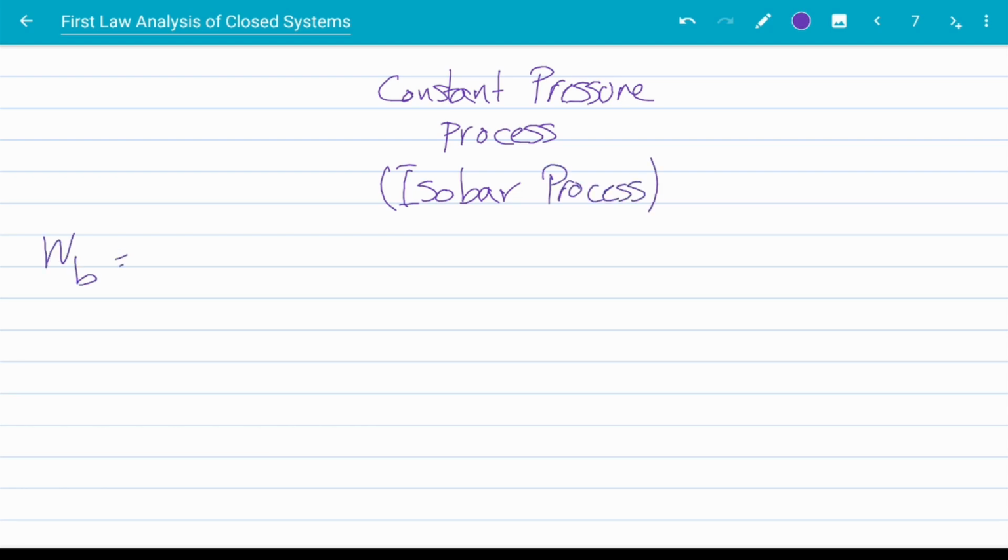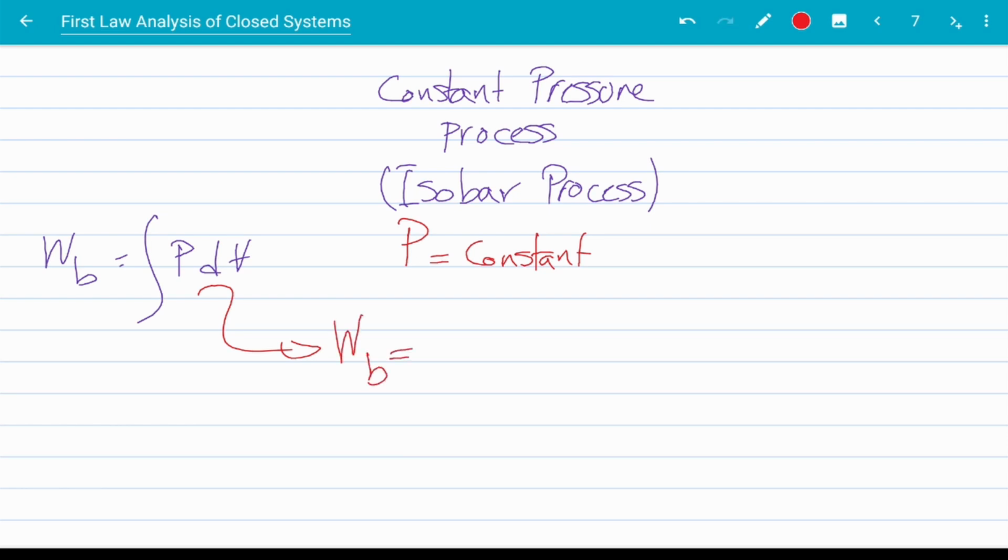Okay, so again, boundary work is the integral of pressure times delta volume. Now in a constant pressure process, P or pressure is constant. Now because it is constant, it can come out of the integral, meaning the boundary work is pressure times the integral of the volume from 1 to 2, which is P delta volume. So in a constant pressure process, the boundary work is pressure delta volume.